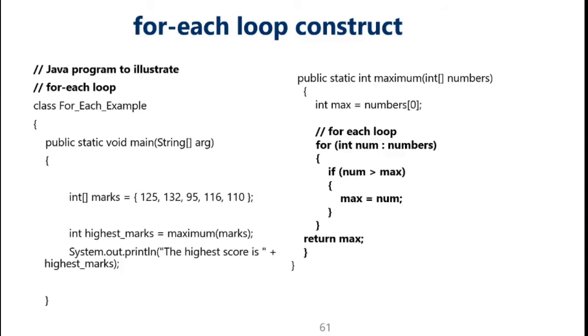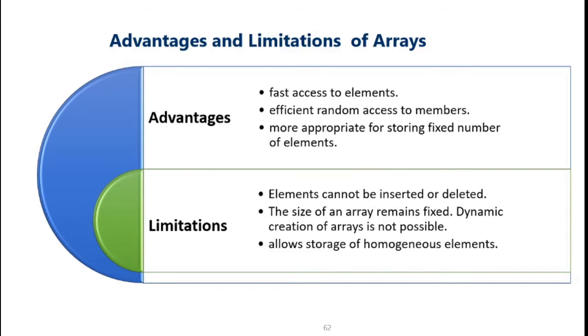So I hope you have understood the concept of the for each loop construct. The next topic is advantages and limitations of arrays. Now you studied the concept of one-dimensional arrays as well as multi-dimensional arrays, that is two-dimensional arrays. The last point in the arrays is advantages and limitations. So what are the advantages?